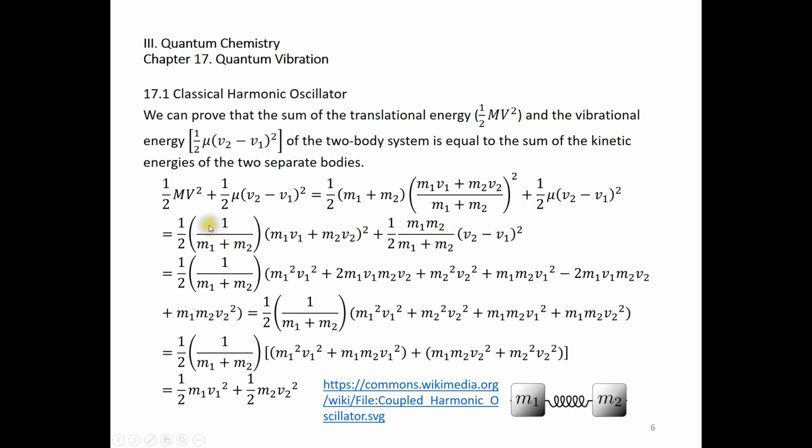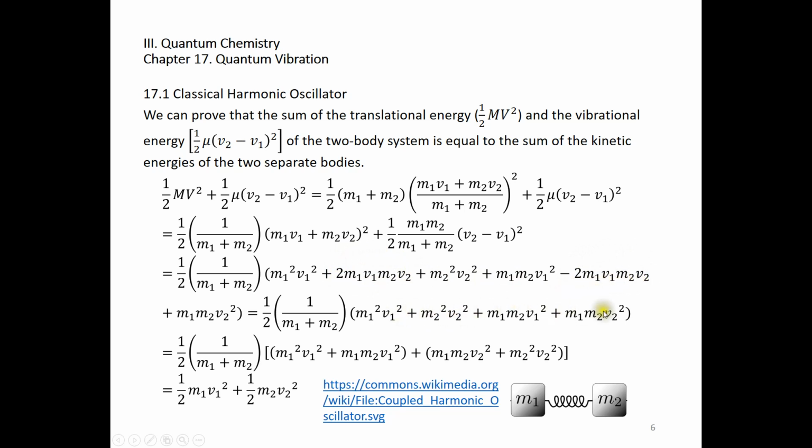We see 1/2 is a common factor, and 1 over m1 plus m2 is a common factor. And then we sum up everything. The first three terms come from this, and the last three terms come from m1 times m2 times (v2 minus v1) squared. So you see m1 m2 here, m1 m2 here, and m1 m2 here. Then we clean up a little bit and look for things that we can cancel. The term 2 m1 v1 m2 v2 and negative 2 m1 v1 m2 v2 cancel.